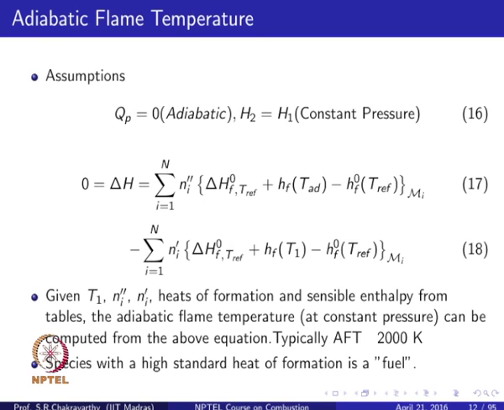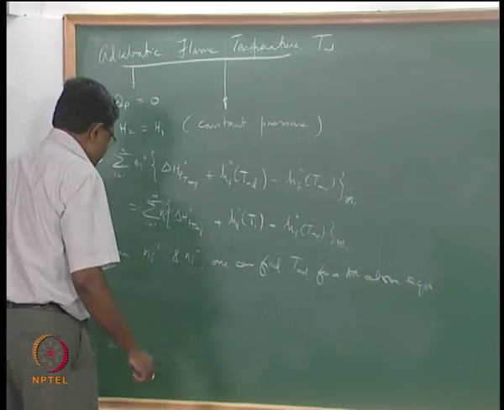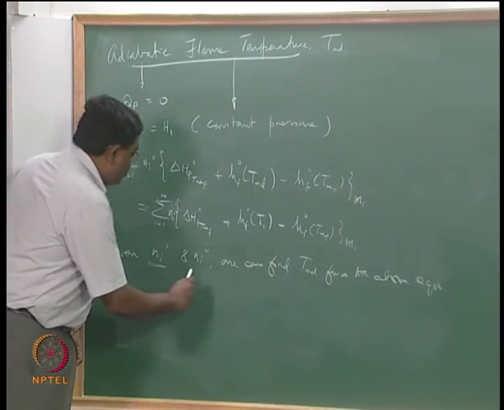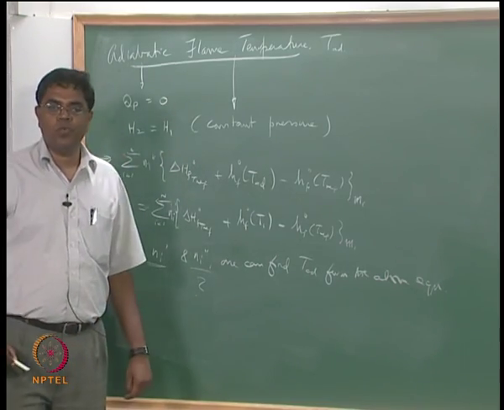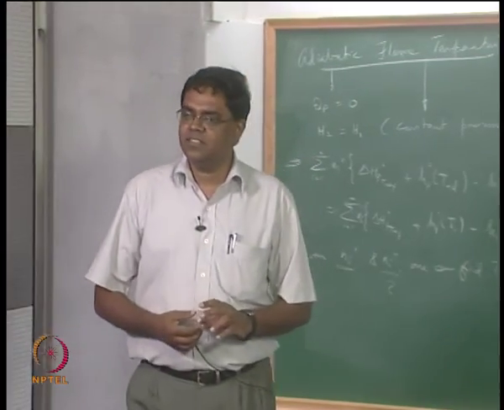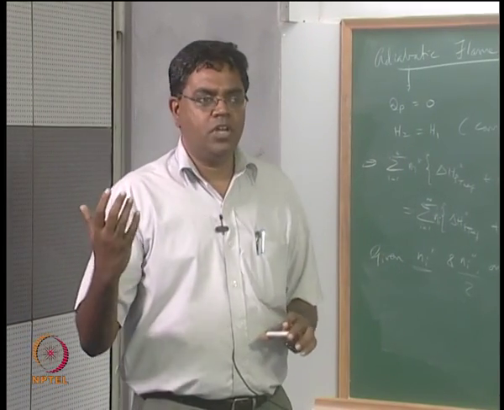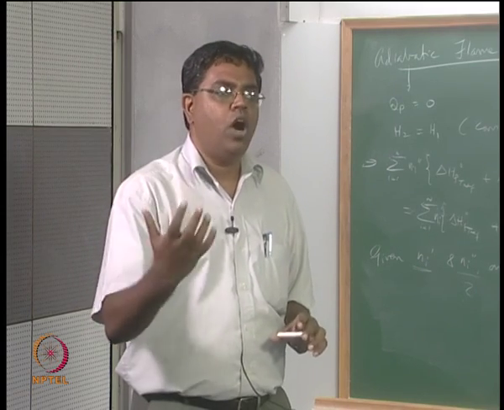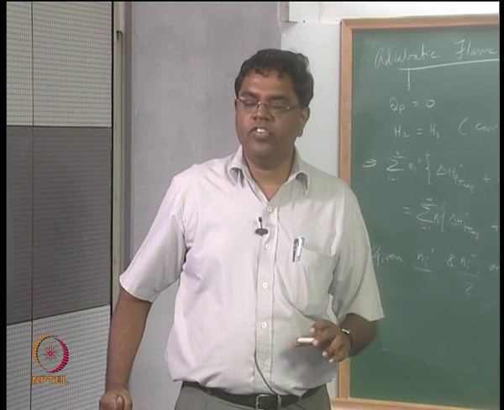The second question that I have is, I can give you Ni single prime, all right, do I know Ni double prime? What is that? It means if I took a certain composition of reactants, how do I know what would be the composition of the products? Is it straightforward?